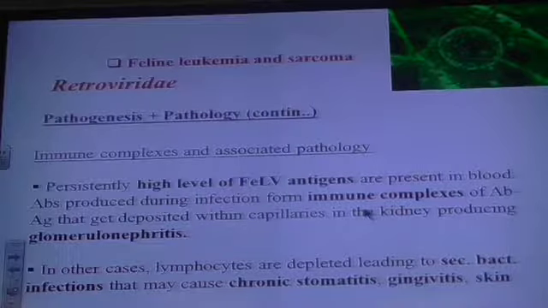Now, commonly, gingivitis and stomatitis are also associated with feline leukemia.